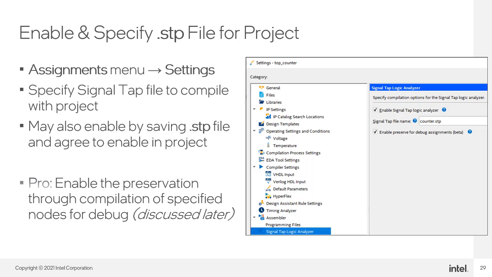Also in the settings, you can enable the Preserve for Debug feature. This feature guarantees that nodes you specify will not get optimized away during compilation, allowing for easy addition to the SignalTap node list. The option here in the settings lets you easily disable this preservation for all indicated debug nodes, allowing the design to be optimized through recompilation after functional debug is complete. We'll look at preserving nodes for debug in more detail in Part 3.